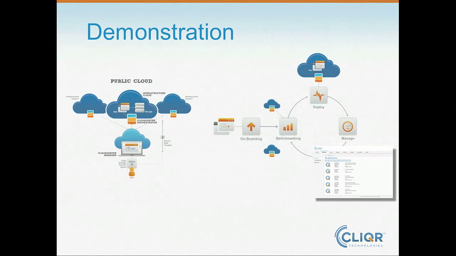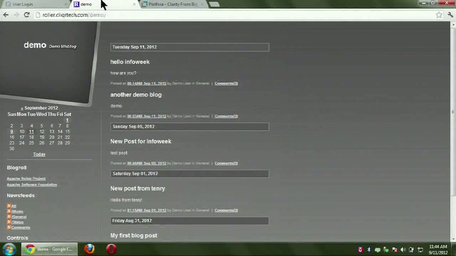So what I would like to do is give you a very brief flavor of how our technology works, how our platform is able to onboard applications. What I have here is a sample application, a well-known open source application called Rulebook. It's a Java web application that's currently deployed here. It's not managed by CliQr. It's running on a physical environment.